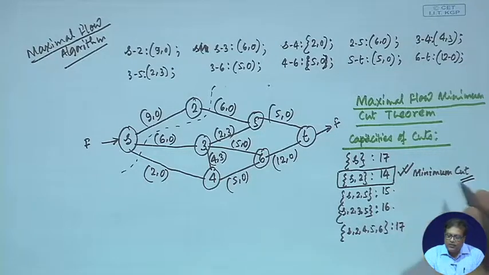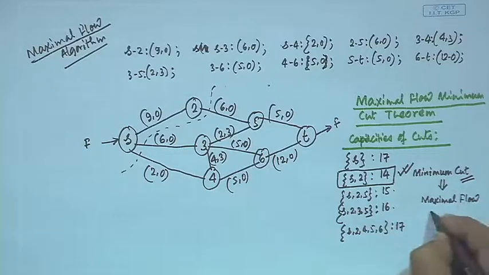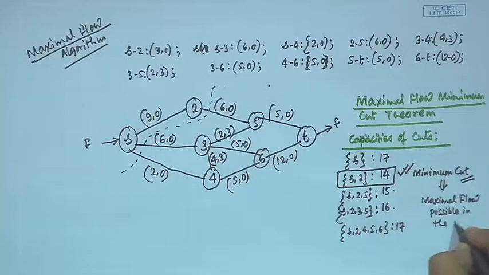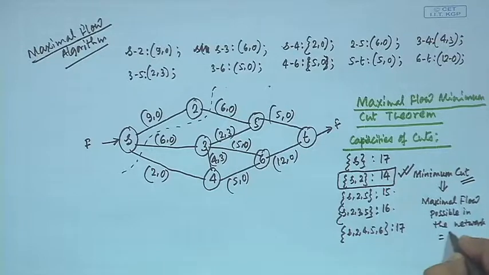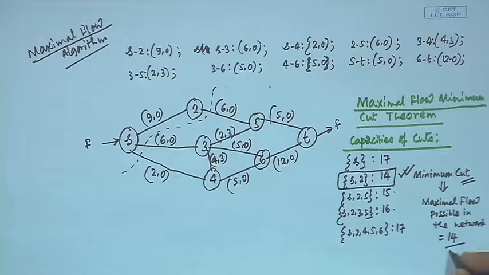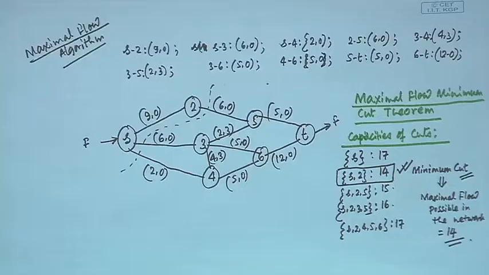That means, what we infer from here is that the maximal flow possible in the network is equal to 14. That is because we have the minimal cut.